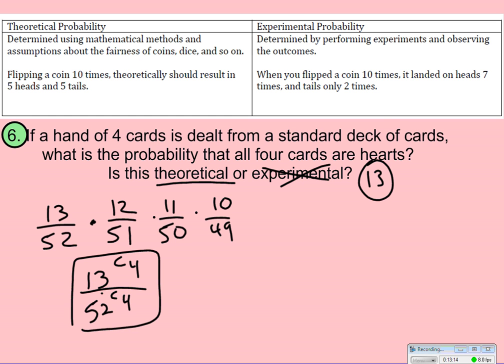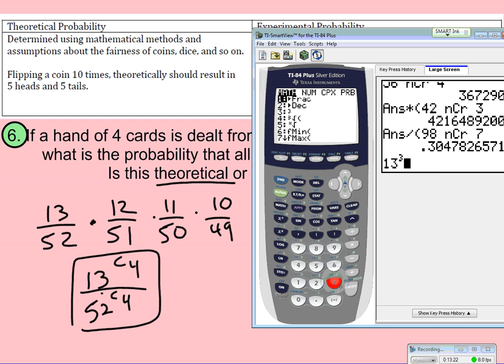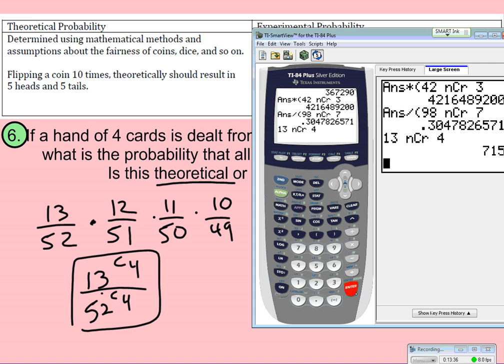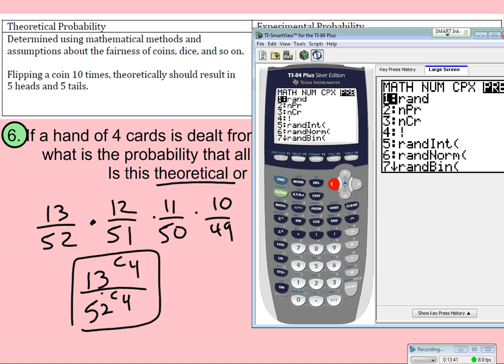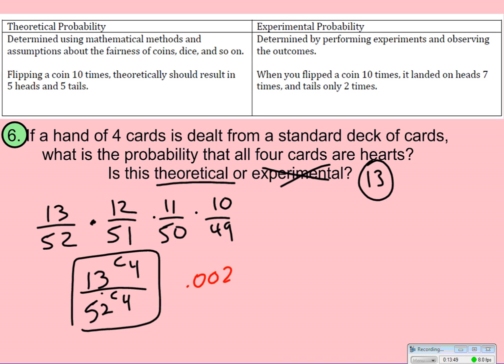All right, so back to the calculator. 13 choose 4. Whoa, don't do that. Delete. Choose 4, divided by, I always like to put it in parentheses just so I don't screw anything up, 0.00264. There's my probability I draw all hearts.